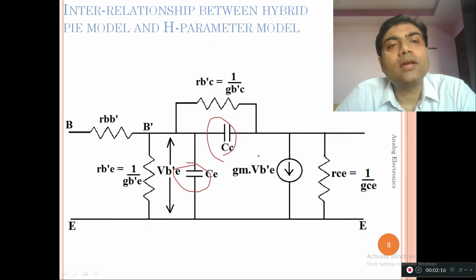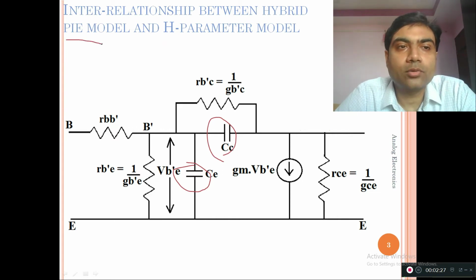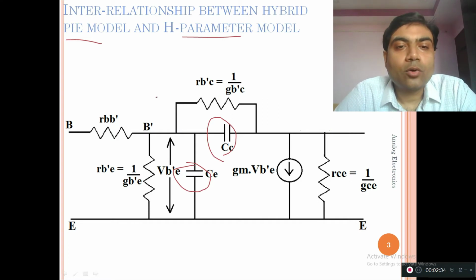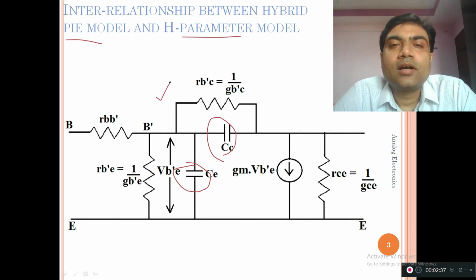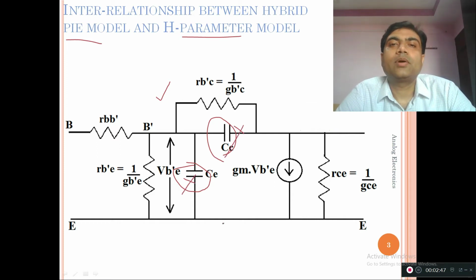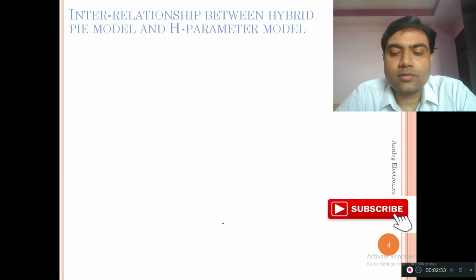Now what if I have to analyze the BJT at low frequency using the same hybrid pi model? We have been studying the H parameter model for low frequency analysis, but we can also use the hybrid pi model for low frequency analysis. How can we do that? We simply remove these two capacitances from here, and the model will be applicable for low frequency also. So likewise we can draw this diagram.